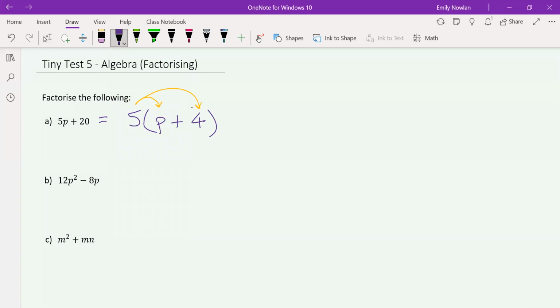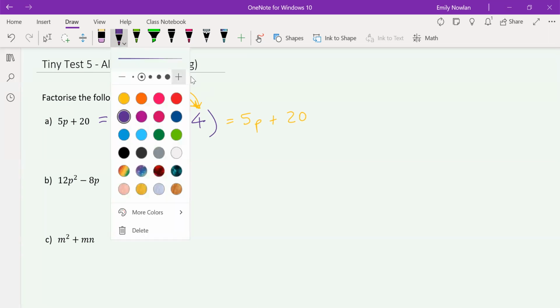And now we can check it. We can actually expand it and make sure we're on the question right. So 5 times p is 5p plus 5 times 4 is 20. And it works. We've got it right.